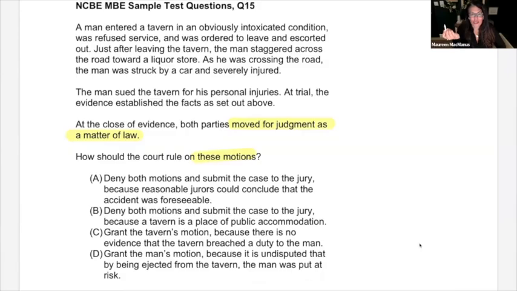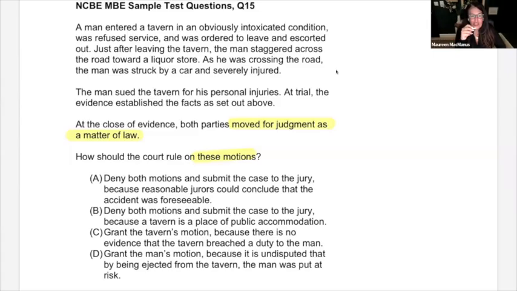At the close of evidence, both parties moved for JMOL. So, is there sufficient evidence here to show that the tavern is liable? And there's not. If this was an essay, I would absolutely argue both ways here. I would say, well, maybe the tavern knew he was drunk, but they didn't serve him. He entered, and they kicked him out because he can't be served. But was sending him outside alone negligent?